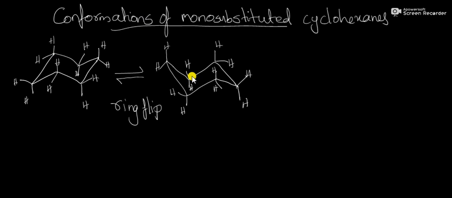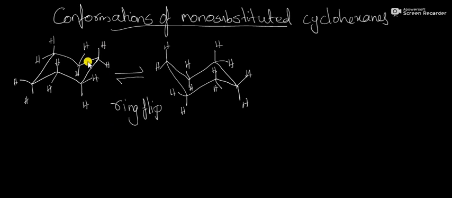This is called a ring flip, and both conformations are equivalent and of equal energy, so they cannot be distinguished. However, when one of the hydrogens of cyclohexane is substituted by another atom or group, the two forms are no longer equivalent, because the substituent will be in an equatorial position in one conformation, whereas it will be in an axial position in the other.